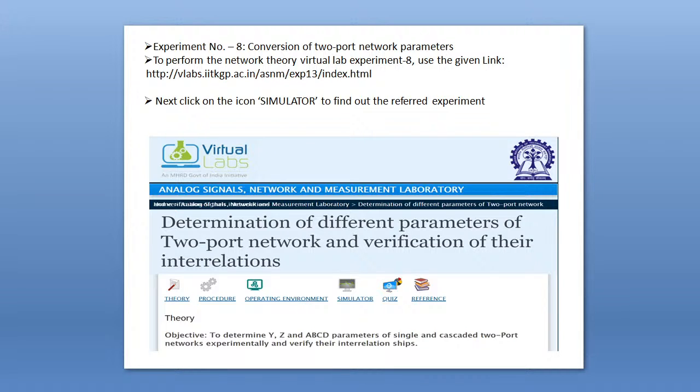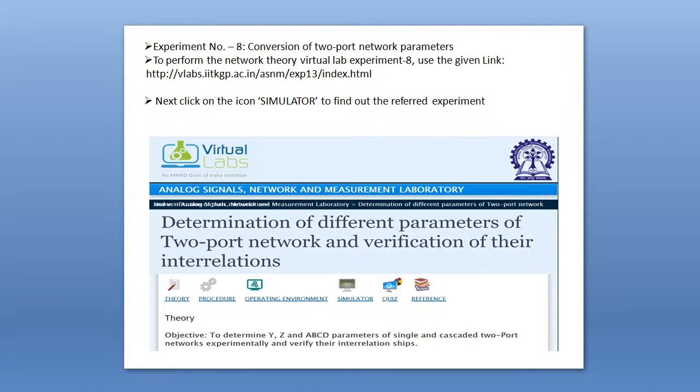Today we will perform a new experiment, that is conversion of two-port network parameters. Okay, in the last lab class, you experimentally measured the values of Z parameter for a combined network or cascade connection of two networks. One is a resistive network, another one is a reactive network. Now you will verify the interrelationship between Z parameter and Y parameter for the same circuit.